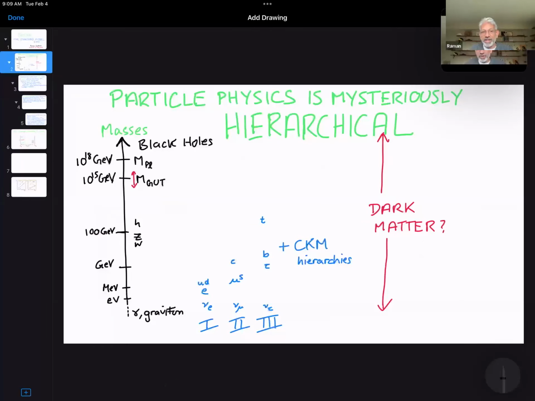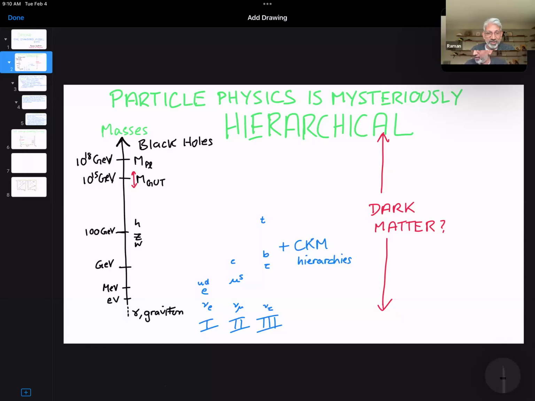Perhaps the major thing that we're going to think about is why particle physics is so hierarchical. Here I've drawn on a mass scale many of the things that we have measured or know about from the point of view of the standard model and beyond. You can think of this as a logarithmic scale of masses. We're going to talk about the Planck mass at super high energies, the GUT scale, also at very high energies. If you go 15 orders of magnitude down from that, then you get the weak scale where we have the Higgs and the W and the Z and the top.